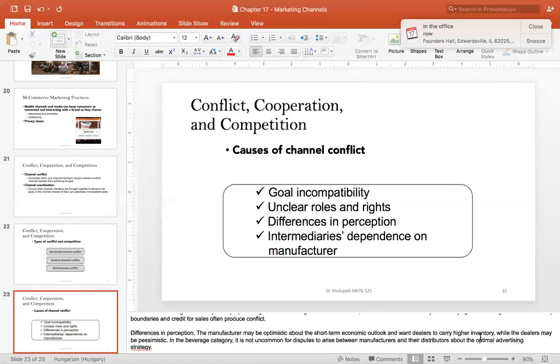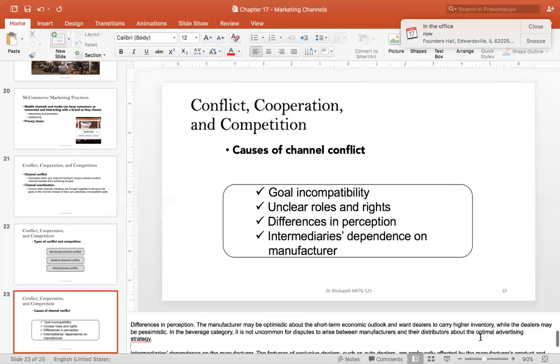Differences of perception. The manufacturer may be optimistic about short-term economics. They might feel that next month they might be selling 100,000 more products than last month, so they might be demanding the retailers to stock up. But the retailers may not be sure, right? They feel like they are the front line face to the consumer market, so they might have better knowledge. They may not coincide with the manufacturer's thoughts. So that's a cause of a conflict, right? The beer industry, the beverage industry generally face this issue a lot.